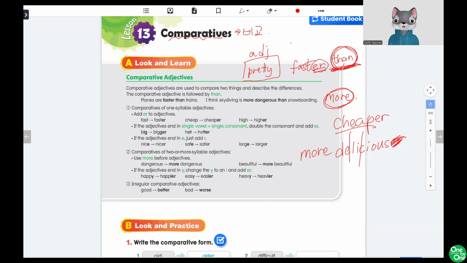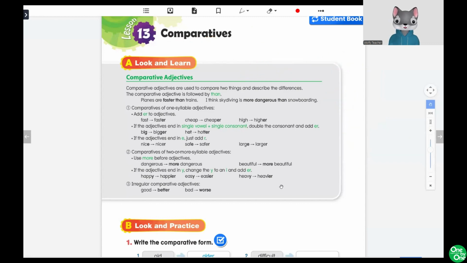Do you understand? 하지만 comparative가 만약에 여기처럼 y로 끝나면 우리 어떻게 해야 되지? We need to take out the y and put an I-E-R. I'm prettier than you. I'm smarter than you. Do you understand? As simple as that. Let's go to the bottom, shall we? So let's try the questions together.